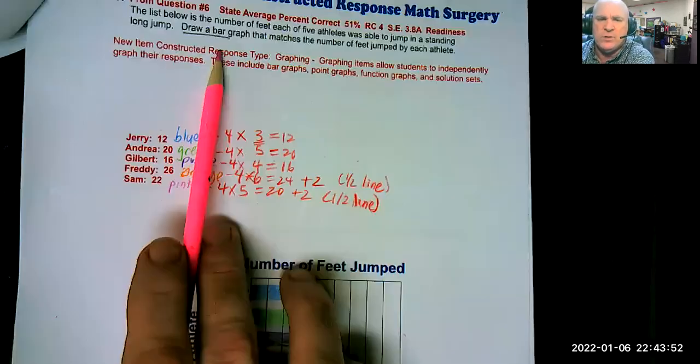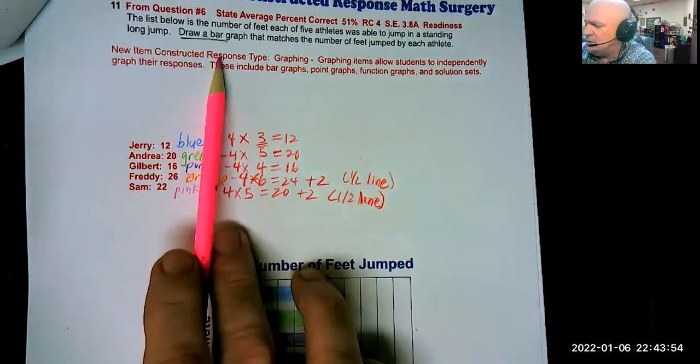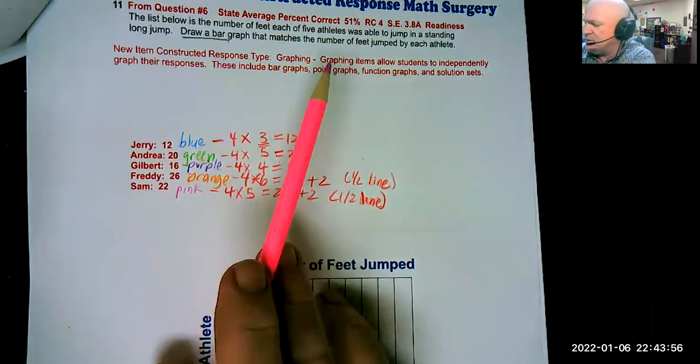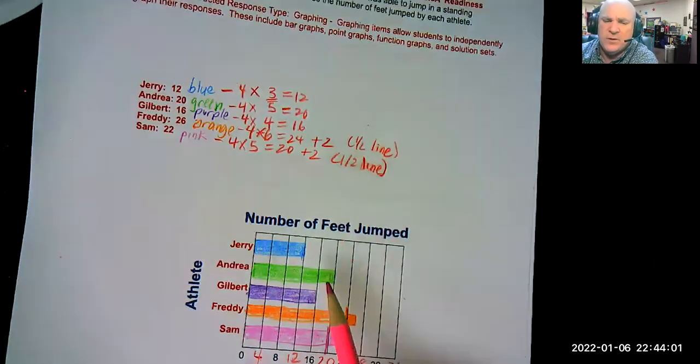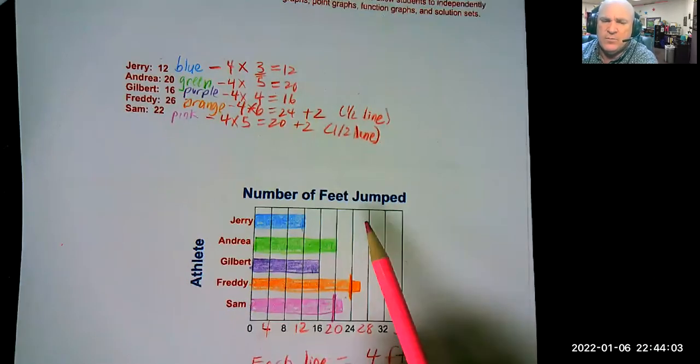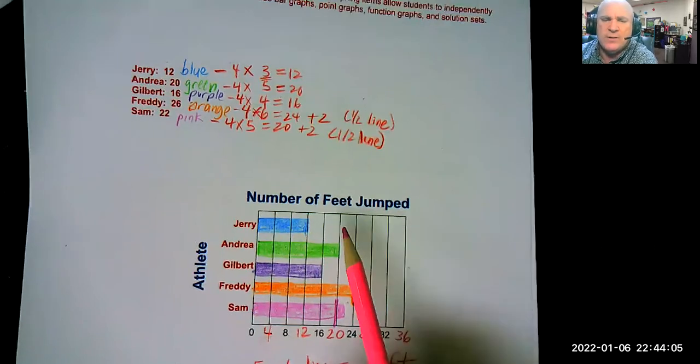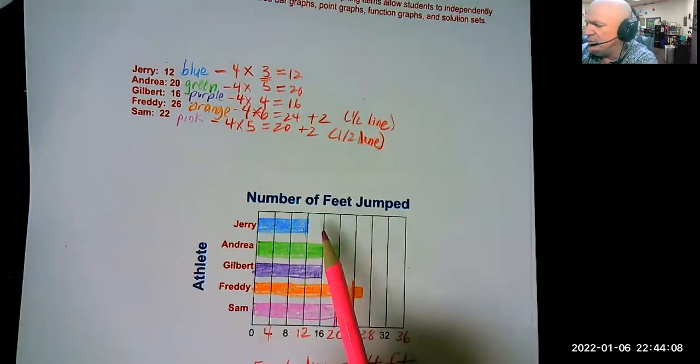And so the answer laid out in a bar graph, which is what your kids will have to do according to the constructed type responses, is something similar to this. And it'll not be colorful, it'll be black and white, but I think we live in a colorful world, so I try to make it more interesting.